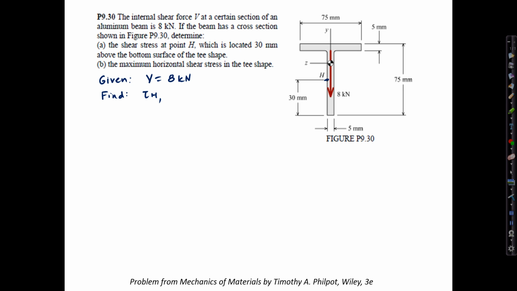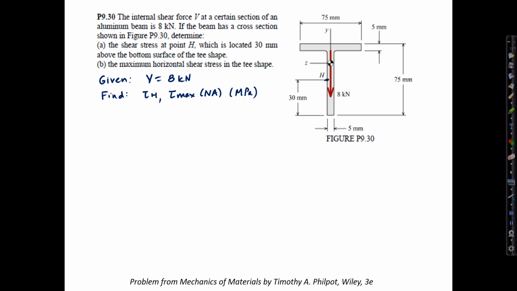In part B, we're asked to evaluate the maximum horizontal shear stress anywhere in the T-shape. We'll call that tau max. And as we recall, that occurs at the neutral axis, or the centroid. In both cases, we'll evaluate the shear in units of megapascals.